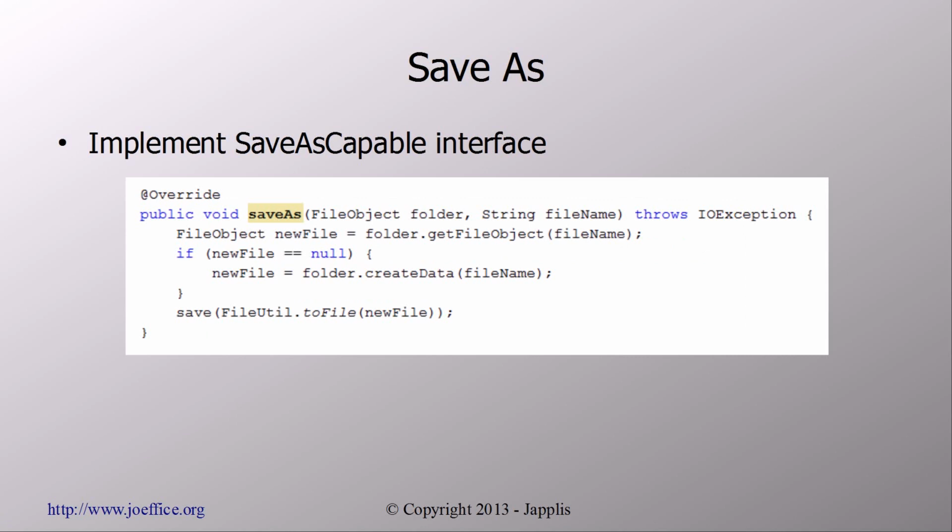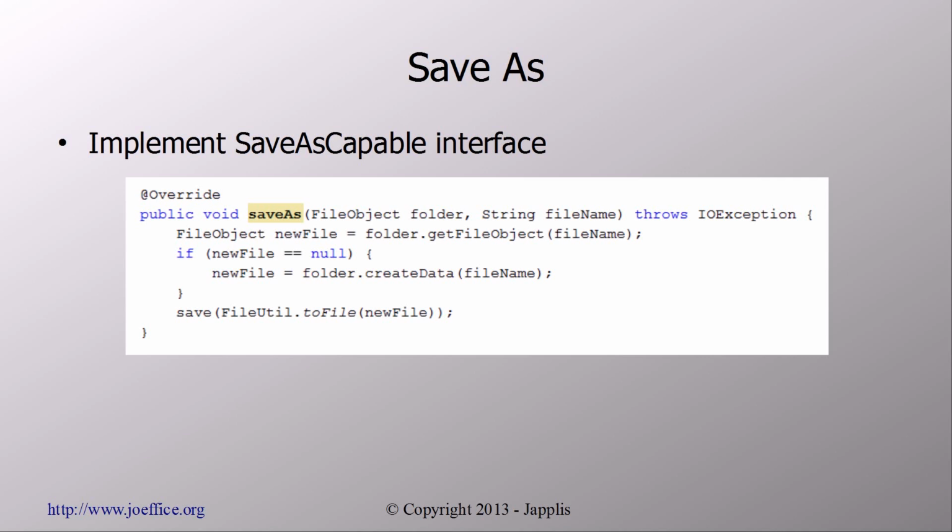Save as is quite similar. You need there to implement, it's not a cookie, but you have a SaveAsCapable interface. Just implement this interface and it will call a save as method. And then it's the same thing, just save, get the file, and then just save to there.